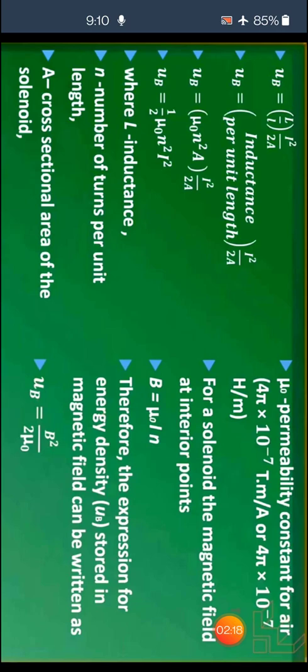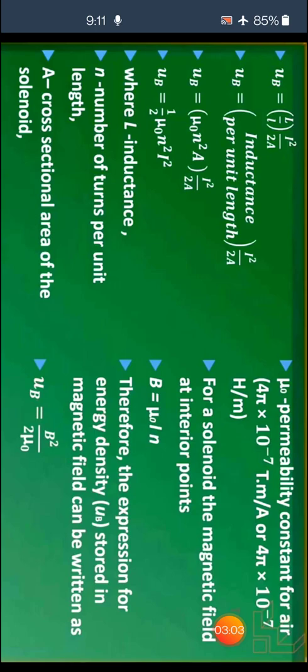For a long solenoid, the inductance per unit length is given by, ub is equal to inductance per unit length multiplied by I square upon twice A. Then in the given equation, small ub is equal to, in brackets, the inductance per unit length, which equals mu 0 n square into capital A area, into I square upon twice A. Then ub is equal to 1/2 mu 0 n square I square.